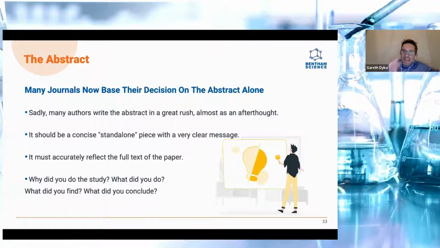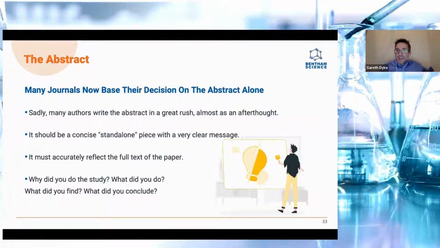Many journals base their initial decisions on the abstract alone, and sadly, many authors write these in a rush, almost as an afterthought. It's got to be a concise, standalone piece of writing with a very clear message, accurately reflecting the full text of the paper. And you can do this quite easily, by the way, if you use the 4 questions written here at the bottom of this slide. You answer them in sequence, and then you delete the questions.